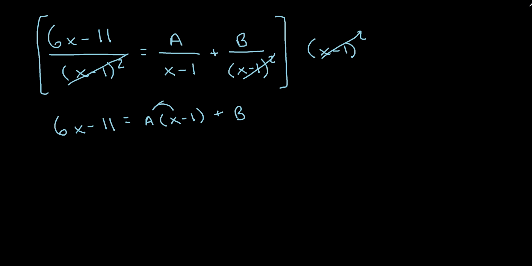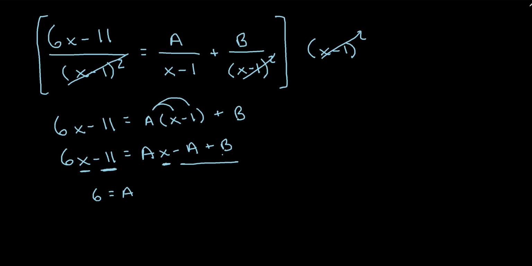Well, it helps if we first distribute this a into these parentheses. So let's write it like this: 6x minus 11 is equal to ax minus a plus b. Now we want to look for the x's on the left-hand side that correspond to any terms with x's on the right-hand side. There's only one, so we would say that 6 must be equal to a. So let's write that: 6 is equal to a. And then we know that the constants on the left-hand side must be equal to the constants on the right-hand side, so that's negative a plus b. So we can write negative 11 is equal to negative a plus b.